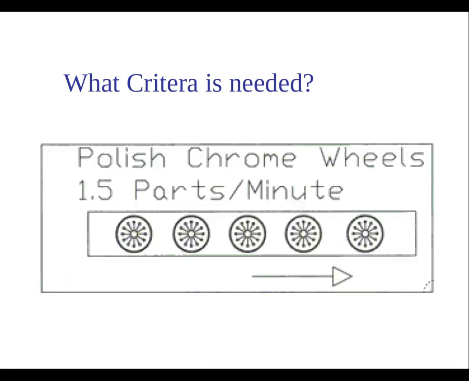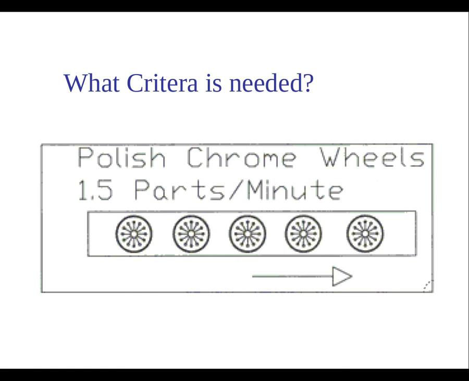Here's just one more example. We've got some polished, it looks like it says Polish there, but it's supposed to be polished chrome wheels coming down. Now, of course, these are wheels, so they're symmetrical. They're cylindrical, or they're round wheels, so you may need some special tooling to pick them up.